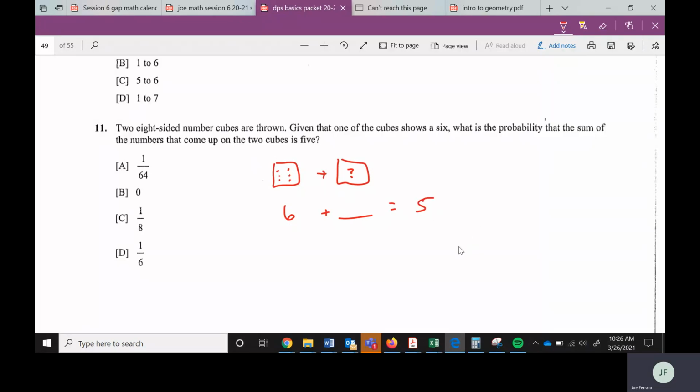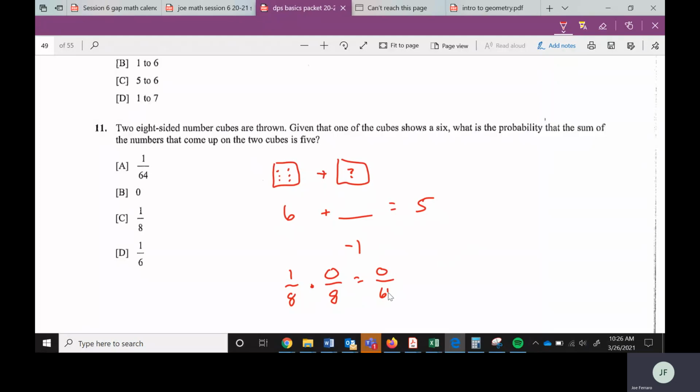Okay. Now, there's not really much math to do on this one, because if we really think about this, 6 plus what equals 5? It would have to be -1. We're not having negatives on the number cube. Okay. 2 8-sided cubes. On the first 8-sided one, we get a 6. We'd have to get whatever number on the second one to add up to equal 5. The probability of getting a 6 on the first one is 1 out of 8. Probability of getting a -1 on the second one is 0 out of 8. There is no -1 on these.